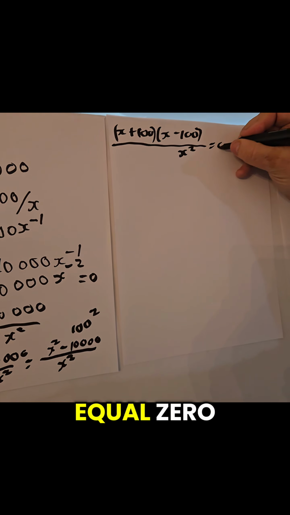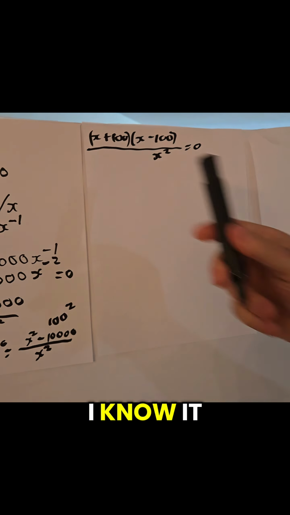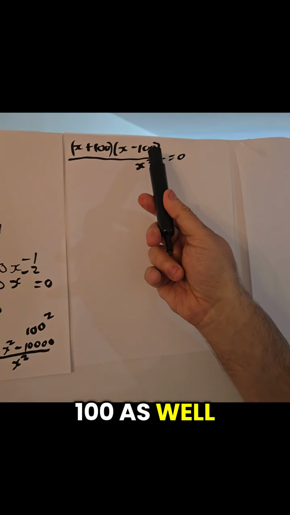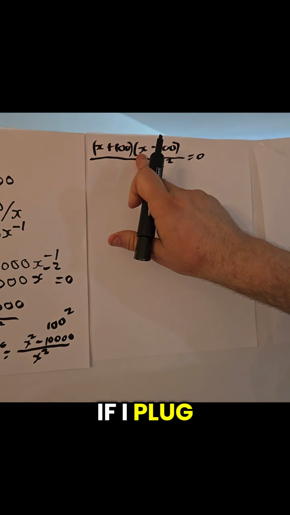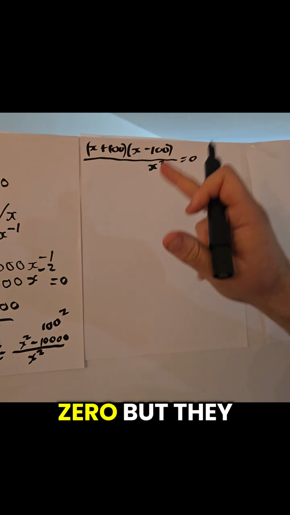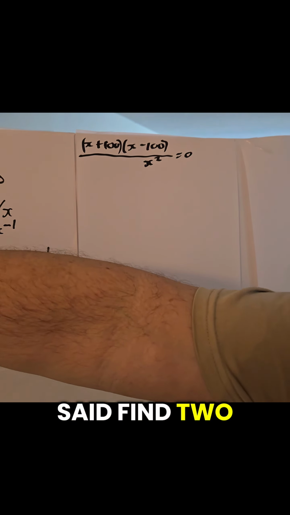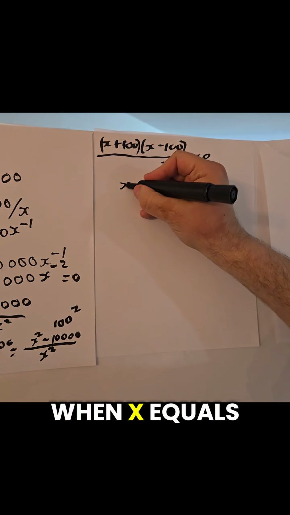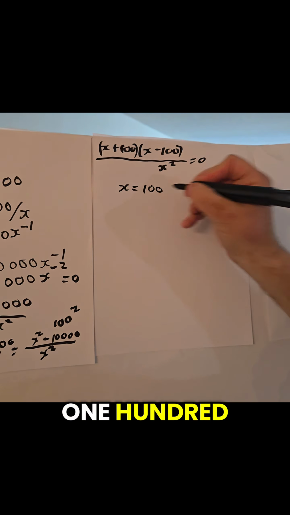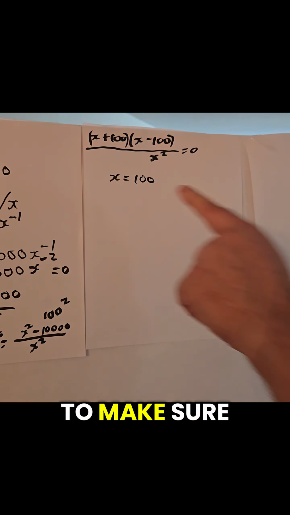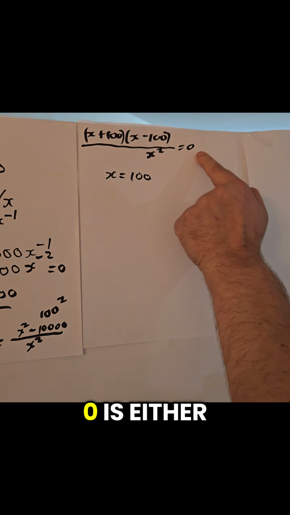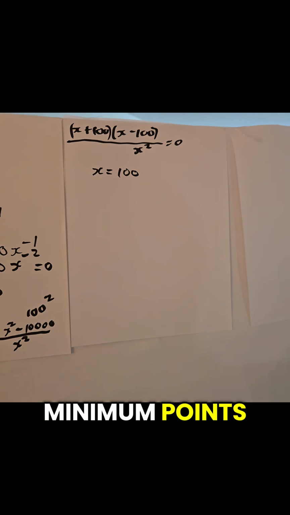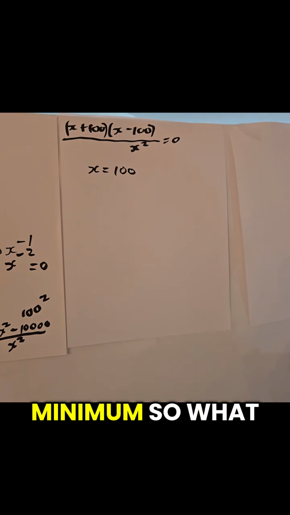When does that equal 0? I know it equals 0 if x is minus 100 as well as plus 100. If I plug in plus 100 there, that top is 0. But they said find two positive numbers. So we know the answer is when x equals 100. But I want to make sure, you see, when that derivative is 0, it's either a maximum or a minimum point. So I want to make sure that is a minimum.